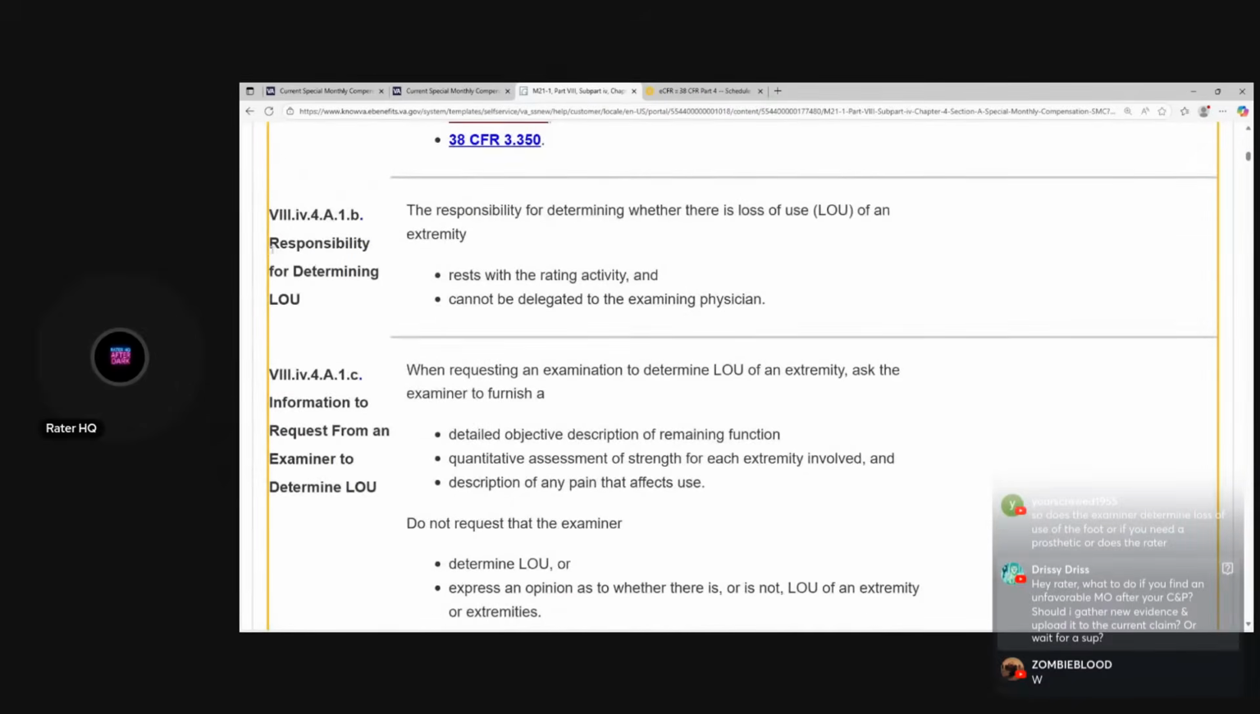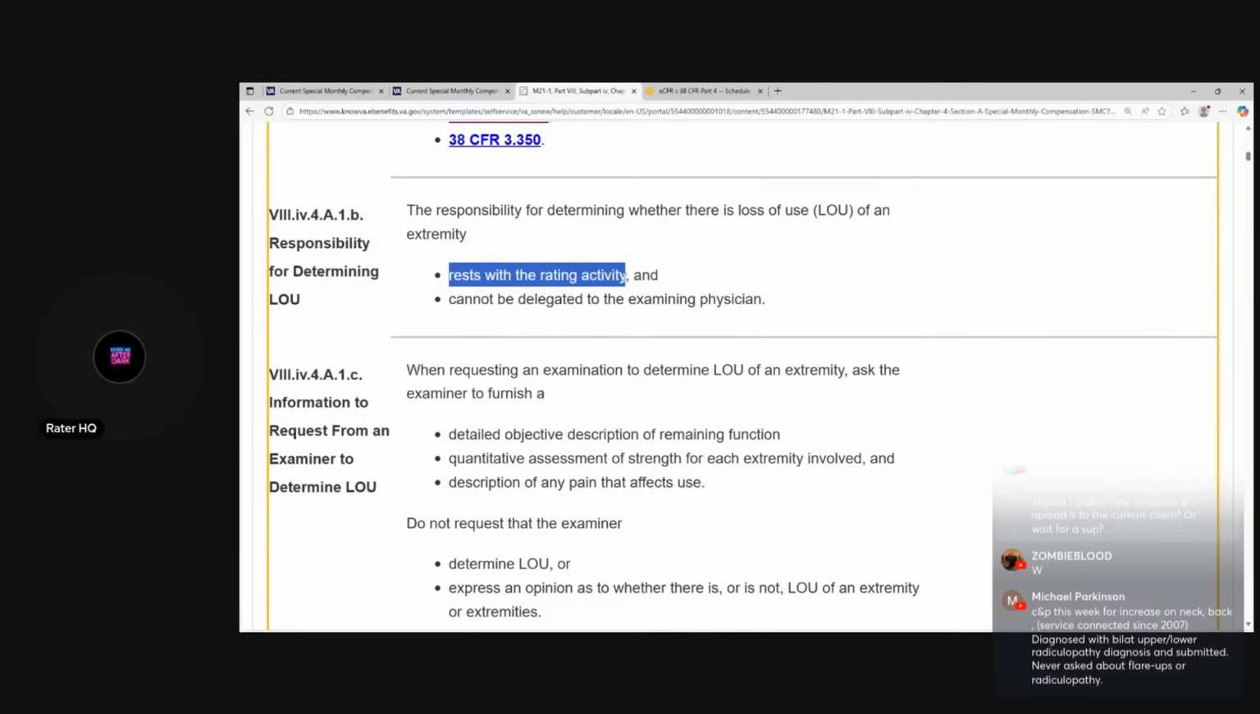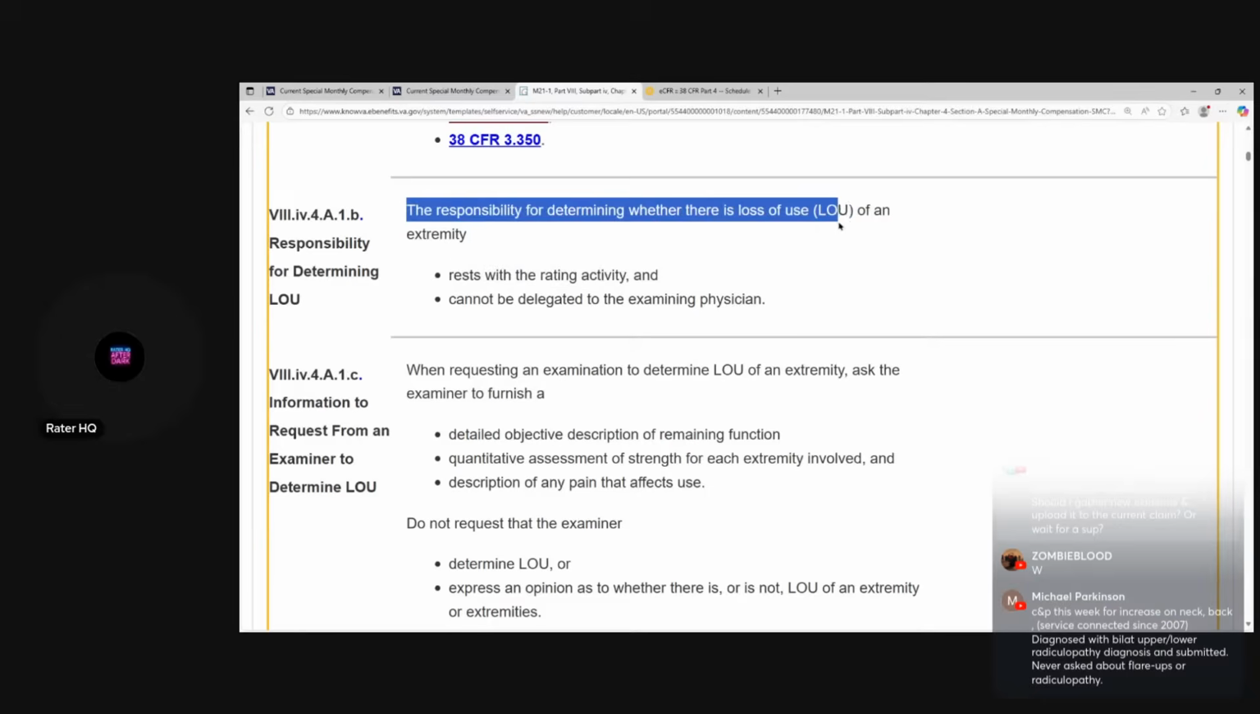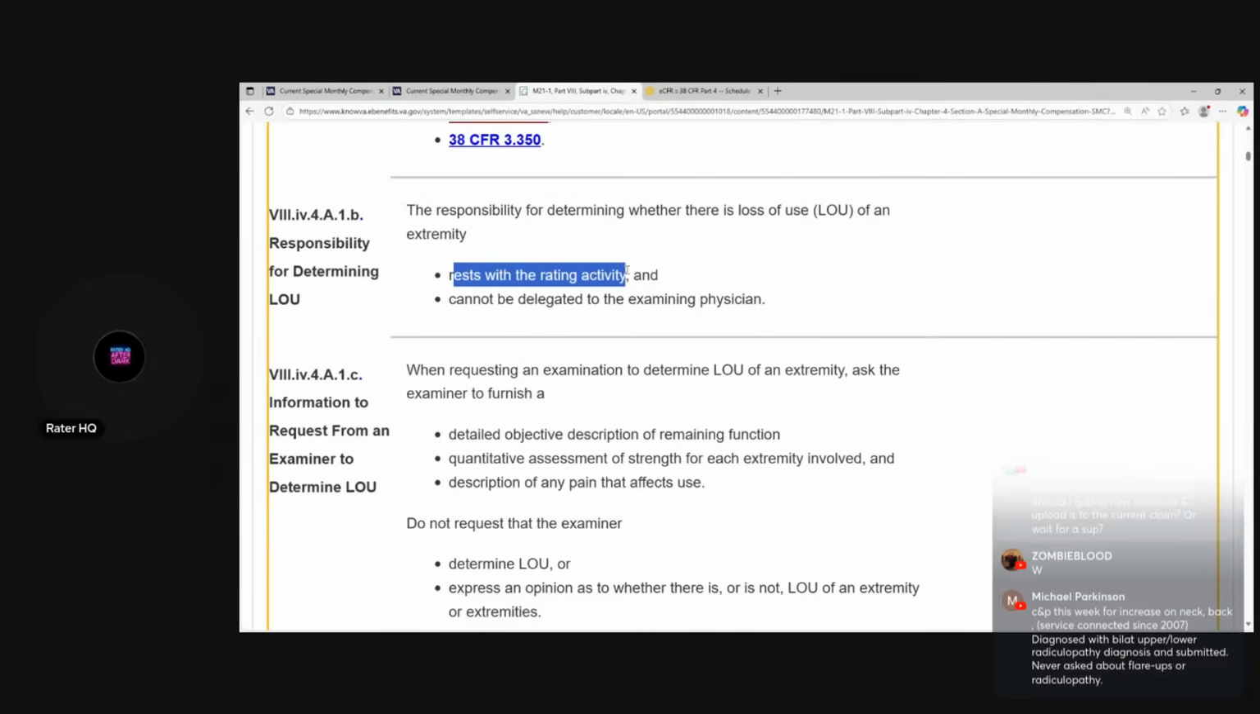And I also wanted to say this is important. The responsibility for determining loss of use rests within the rating activity, not within the examiner. Okay, this feels like a gut punch, and it should, because the loss of use should be determined by the examiner, by your doctor that knows you well, that's done the nerve conduction studies, not by somebody like me or a rater. It should be the examiner. But when we come to that loss of use section, the rater can disagree and they'll win.